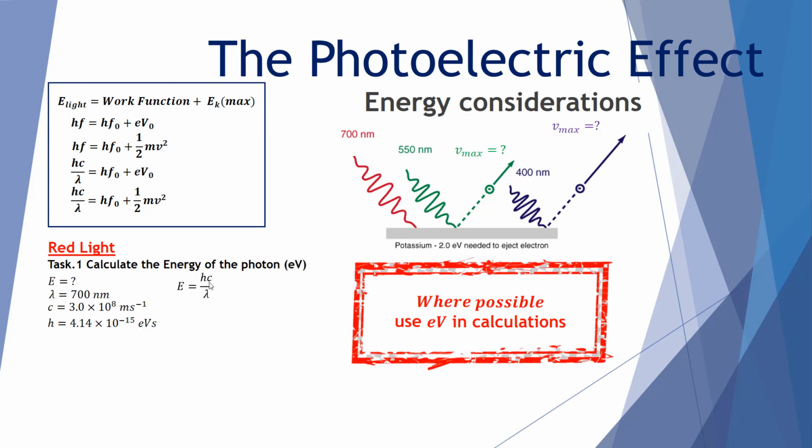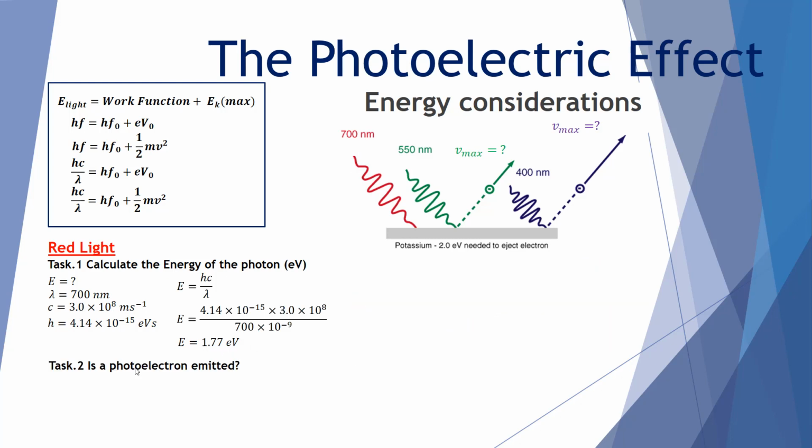So the equation we use is E equals hc on lambda to calculate the energy. We substitute our values in, and we find that the energy of this 700 nanometer red photon is 1.77 electron volts. Is this enough to emit a photoelectron?